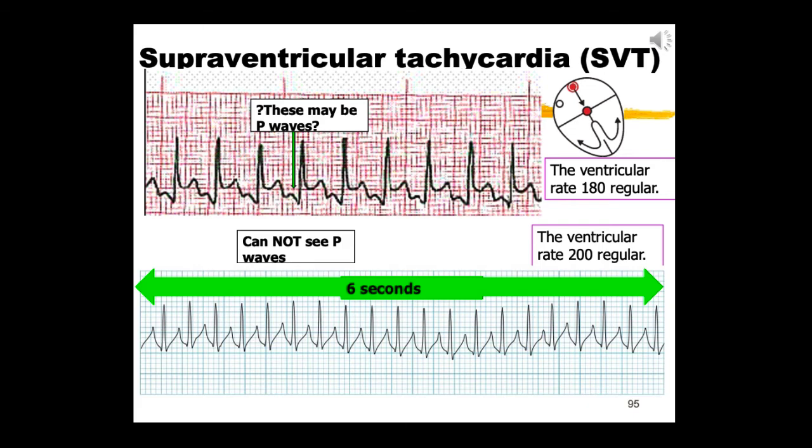Here's an example of supraventricular tachycardia. In this case, the ventricular rate is 180. There may or may not be P waves present, as indicated by the green arrow. We can't really determine in the second EKG strip if there are P waves at all. At least in the top one, there's a guess that there may be. The bottom EKG has a ventricular rate of 200. Both strips have regular rhythms.